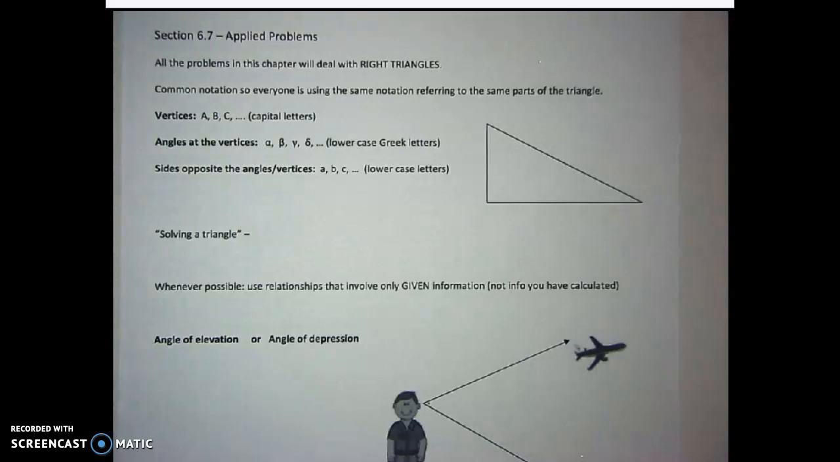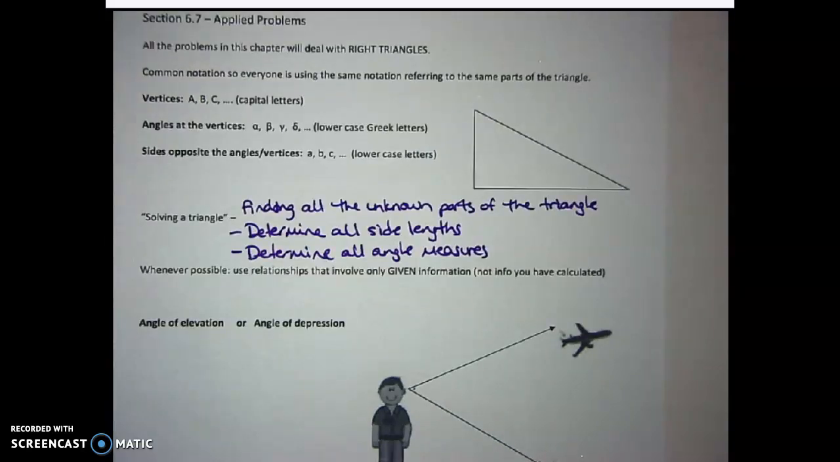We're going to be solving triangles. So to solve a triangle, basically we need to find all the unknown parts of that triangle. And that basically means that we are determining all the side lengths and all the angle measures. Now, whenever possible, you should always use the relationships that are given rather than any information you calculated. And that's for a couple reasons. If you make a mistake calculating a side and then you use that side to calculate something else, then that second thing that you're calculating is going to be wrong because of your first mistake. So whenever possible, use only the given information.